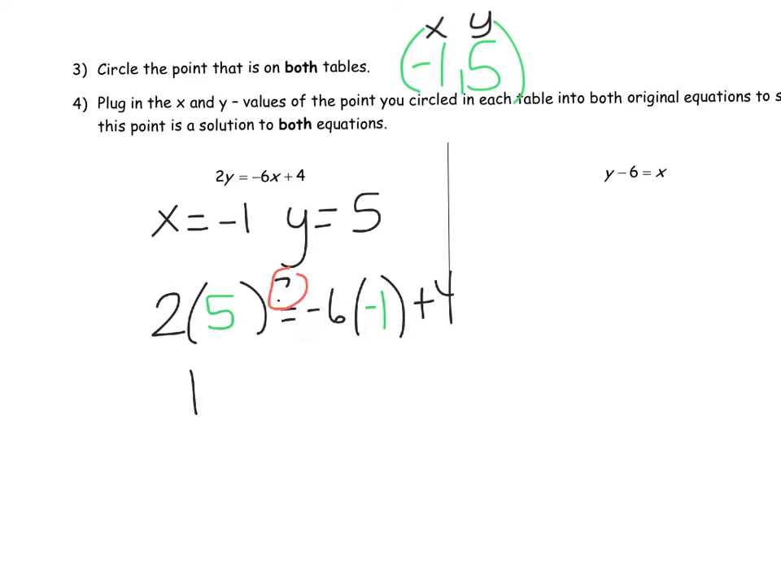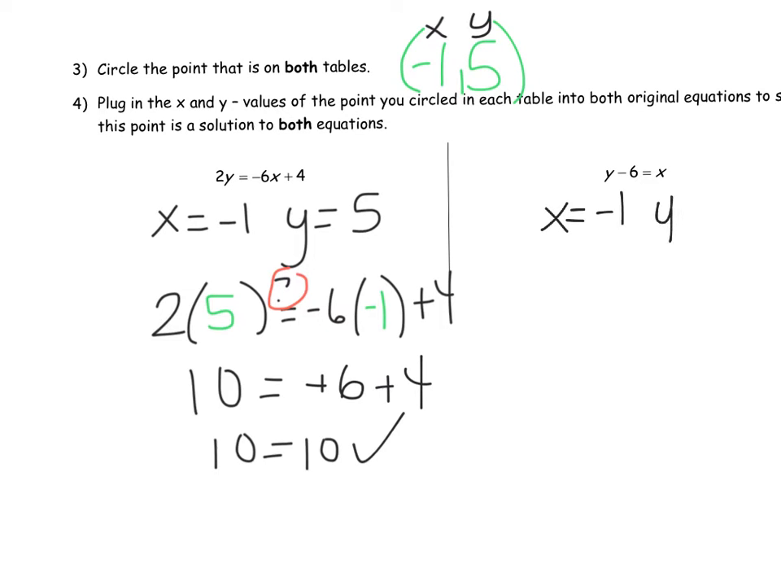So is 10 equal to negative 6 times negative 1? That's going to be positive 6. Positive 6 plus 4. Is 10 equal to 10? Yes, it is. So we know at least this point will show up for this equation right here. Now remember, you always plug into the original. So now x is negative 1, y is 5. I have y minus 6 is equal to x. I'm plugging in 5 for y and negative 1 for x.